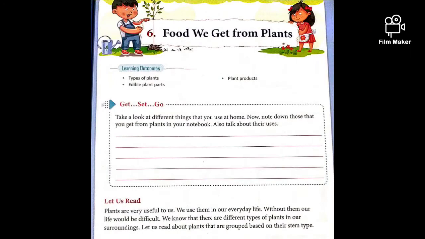Dear students, today we will study Science Chapter 6, Food We Get from Plants. In this lesson, children, we will learn about the types of plants, plant products, and the edible plant parts.